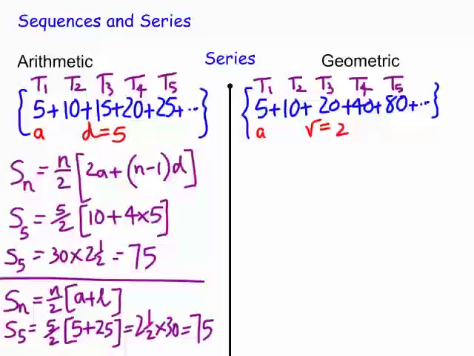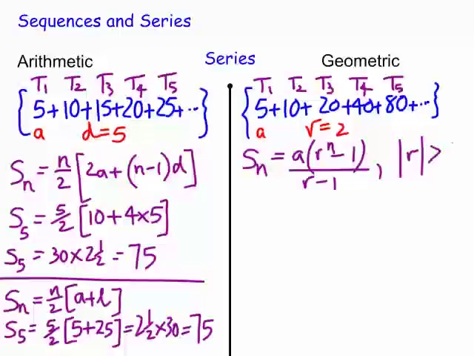Okay, so let's try the geometric ones. Now, you might remember Sn was equal to what? A r to the n minus 1 on r minus 1. And that was for r being bigger than 1, basically the absolute value of r being bigger than 1. So let's apply this formula.